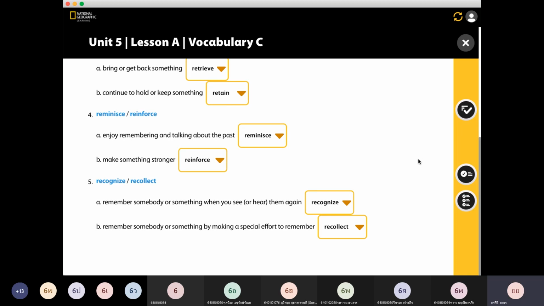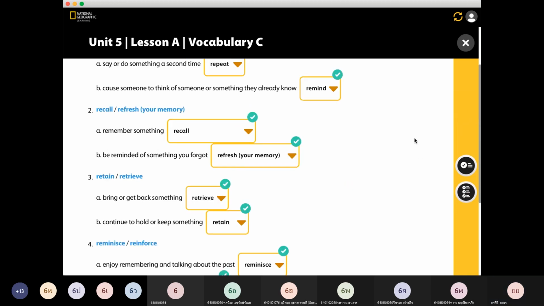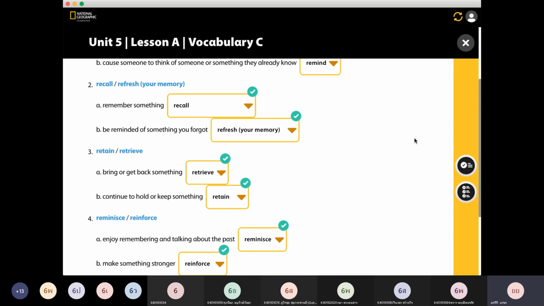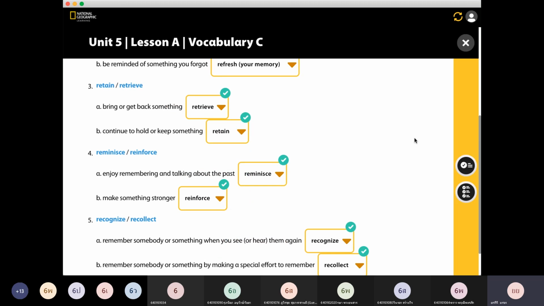Okay, so let's have a look. All right, that's great. So you got everything. Okay, so repeat: now you do something again. And remind: cause someone to think of something. Recall, remember something, and refresh, be reminded. Retain, have it, keep something. And retrieve, just go back and get it.